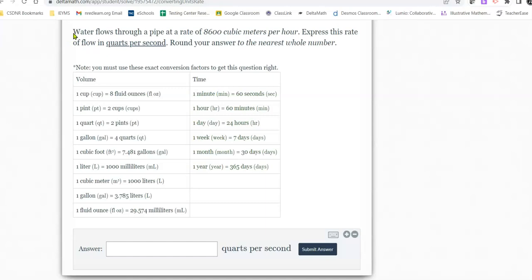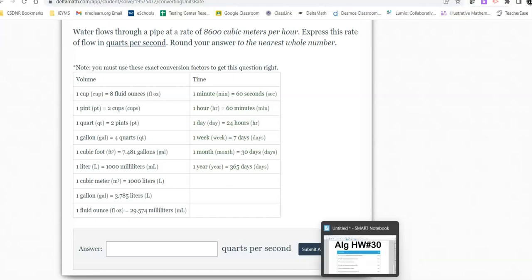So in this question, it states that the water flows through a pipe at a rate of 8,600 cubic meters per hour. They ask you to express this rate, or flow, in quarts per second and then round your answer to the nearest whole number. This reference chart down here will be provided for every question, and there will also be a reference chart like this on your Regents exam.